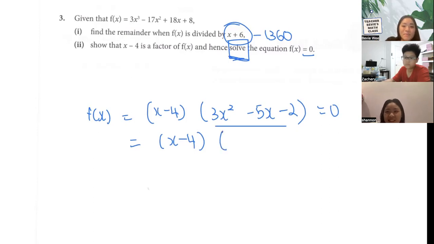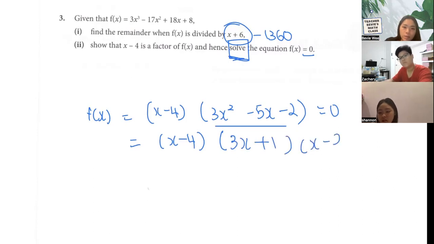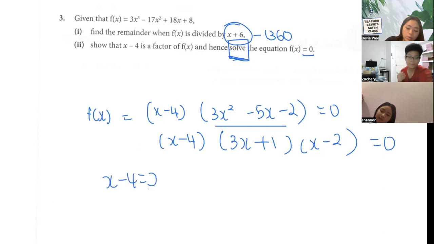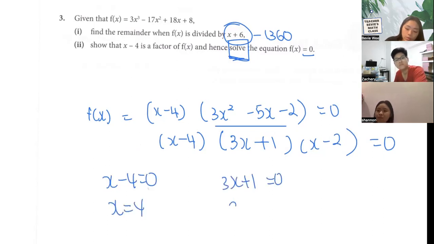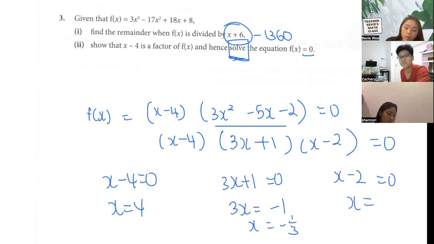Okay, so when I do the butterfly, I got one student who called the factorization method butterfly. You got (3x plus 1)(x minus 2), like this. Then this is still equals to 0. So x minus 4 equals 0, x equals 4. 3x plus 1 equals 0, 3x equals -1, x equals -1/3. X minus 2 equals 0, x equals 2.